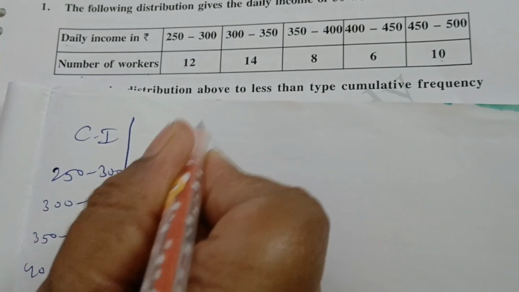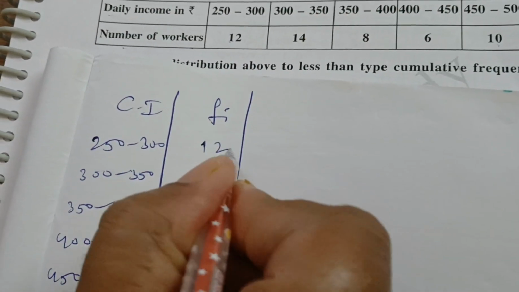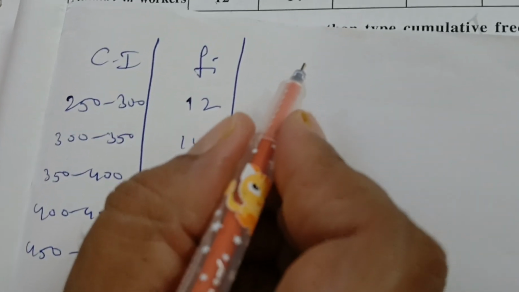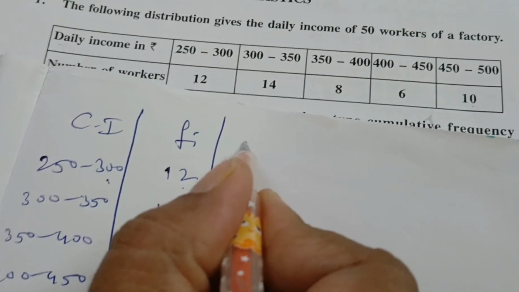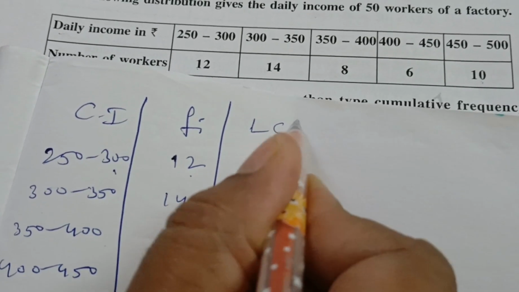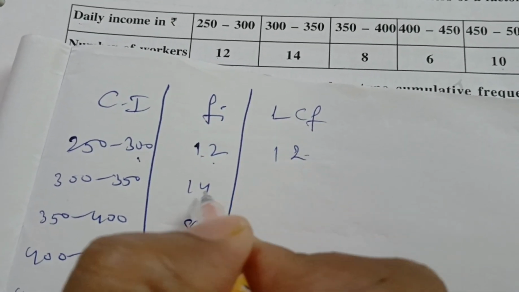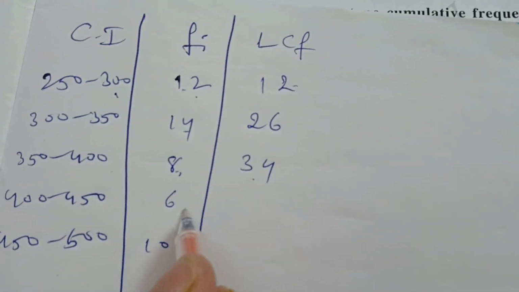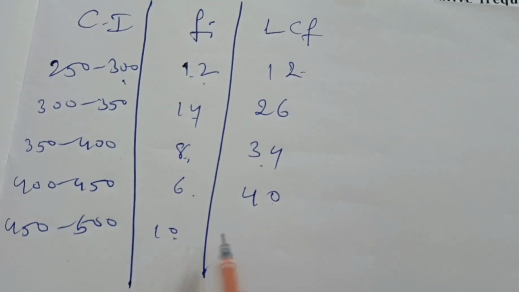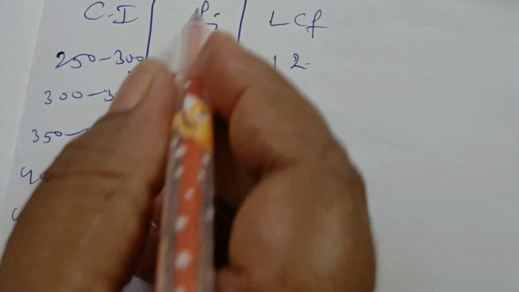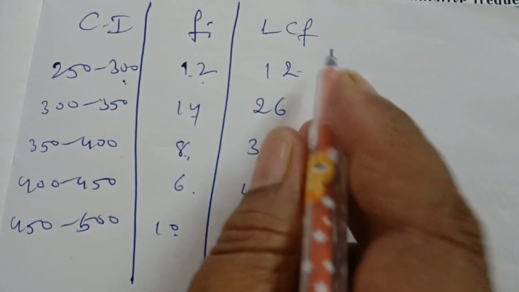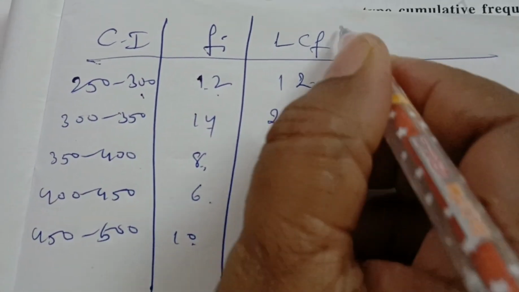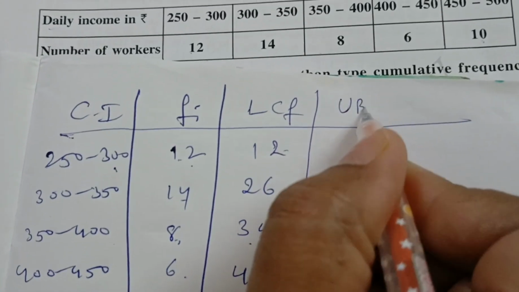Next, what we require is Fi, which is given already: 12, 14, 8, 6, 10. Now what do we need for drawing the LCF curve? Let us find LCF. 12, 12 plus 14 is 26, 26 plus 8 is 34, 34 plus 6 is 40, 40 plus 10 is 50. So here summation Fi is 50, N is 50. But in order to draw the less than ogive curve, we need the upper boundary.